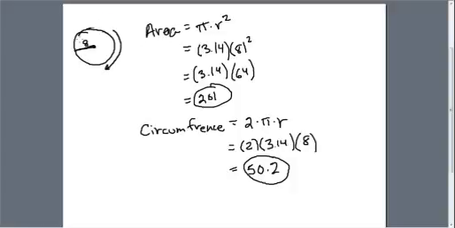Remember, the area is the actual amount of space the circle takes up. The circumference, or the perimeter of the circle, is just how much this circle measures around. So imagine the circle was a fence. How long is the fence? That's circumference. So that's problem number 3 in Geometry 101.